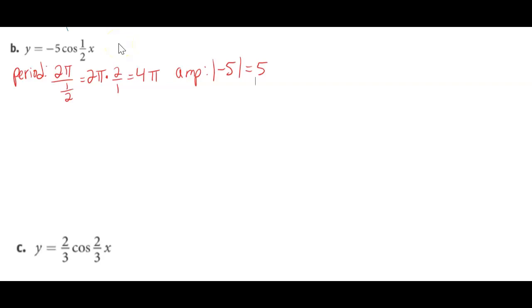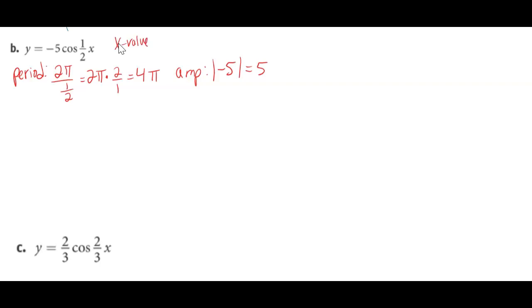Alright, so for B, again I'm going to find my period and amplitude. Period is 2 pi over B, which would be 2 pi times 2 over 1. So we get 4 pi. Our amplitude is going to be the absolute value of A, so 5. And again, we're going to take that parent graph and we're going to manipulate it. So we're going to multiply y's times negative 5, and we're going to do x divided by 1/2.